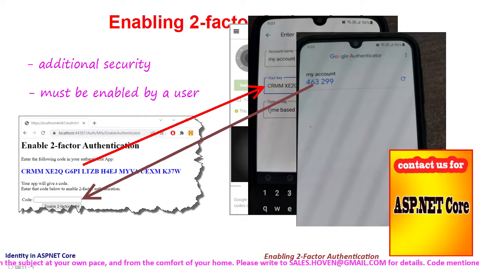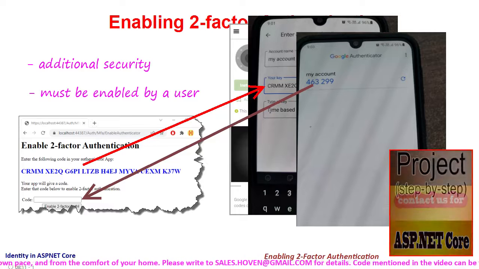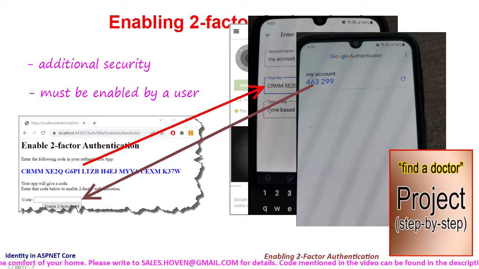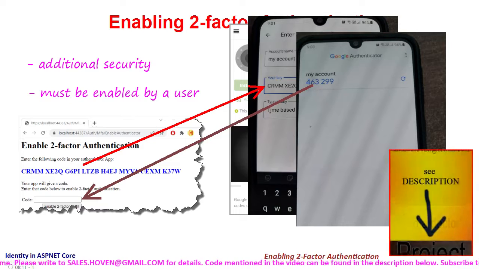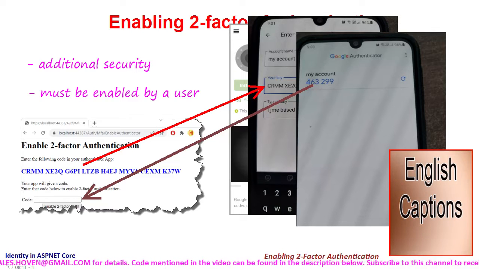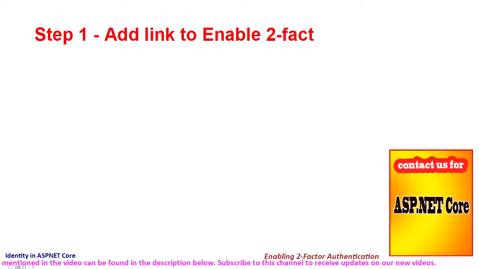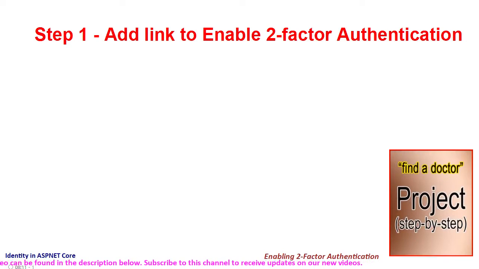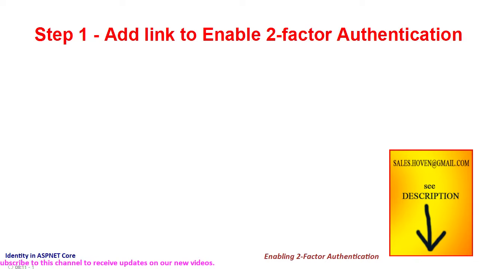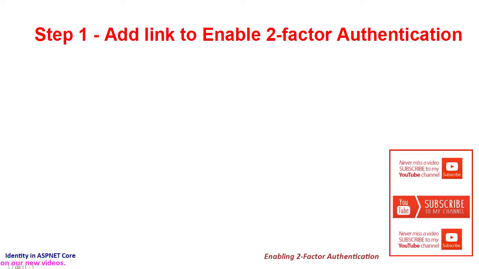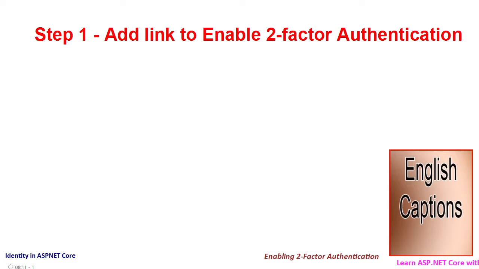In this tutorial, we shall add a razor page to enable two-factor authentication. The remaining modules will be added in the coming tutorials. Let us first add an anchor link that takes a user to the enable authentication page, because we will be giving two-factor authentication as an option to a user. So we will add a link so that a user who wants to activate two-factor authentication can use that link to activate his two-factor authentication.